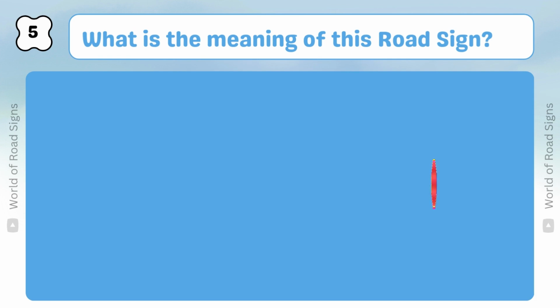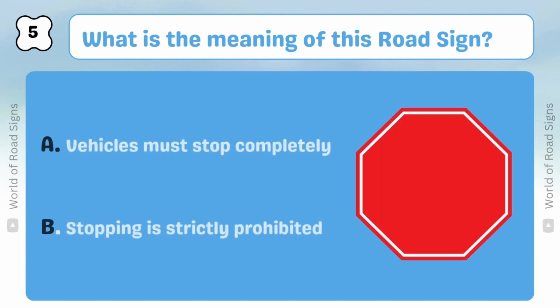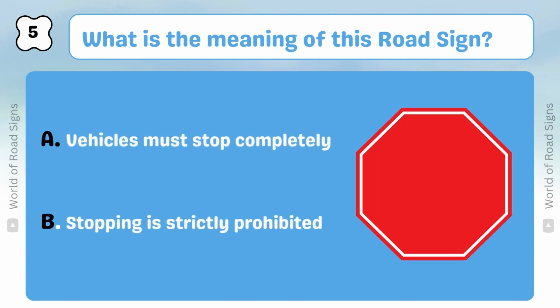Question 5. What action does this sign require? A. Vehicles must stop completely. B. Stopping is strictly prohibited. Correct. Option A. Vehicles must stop completely.